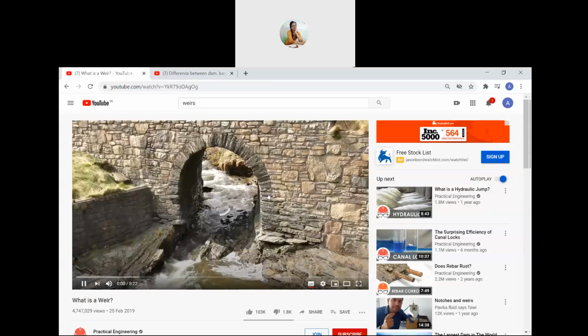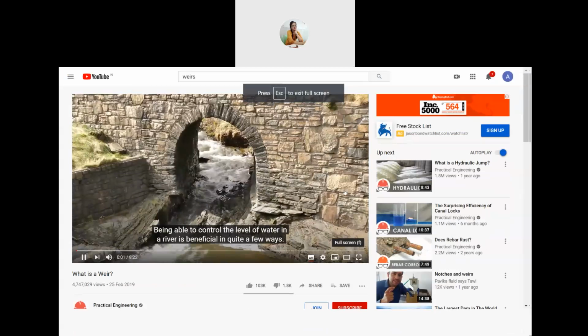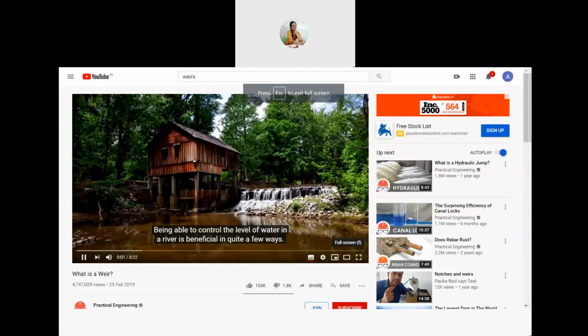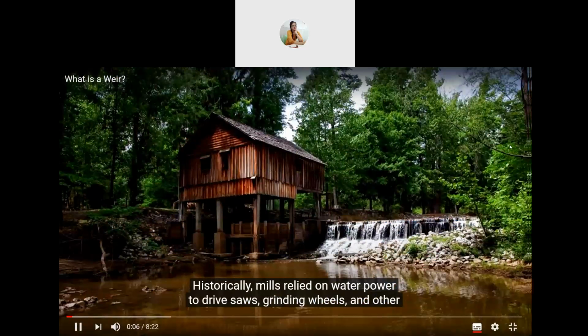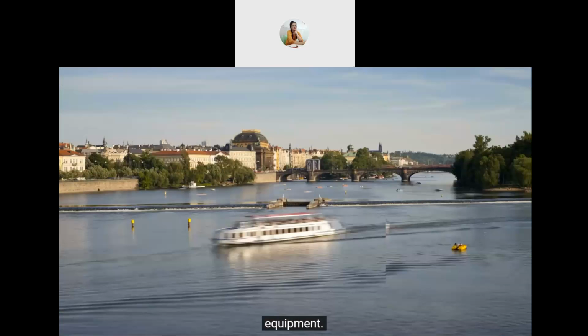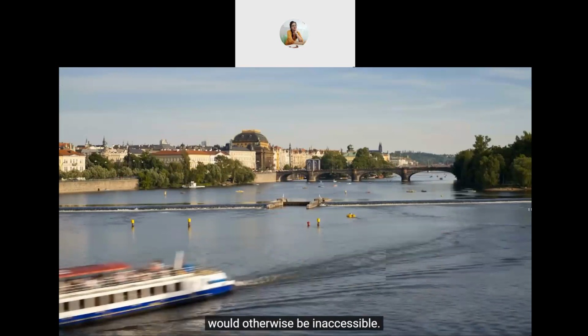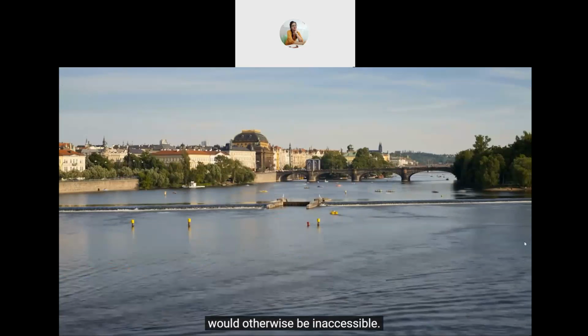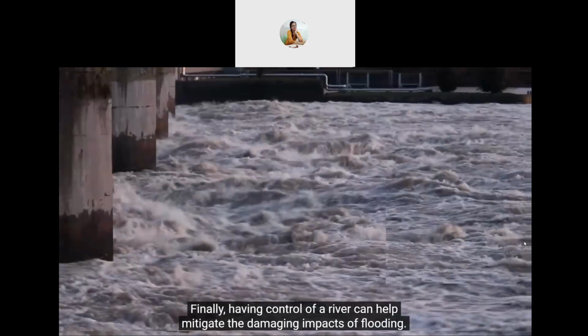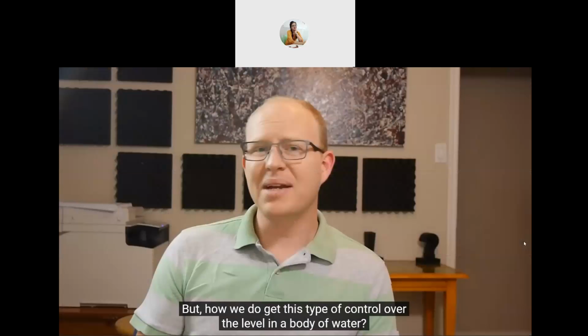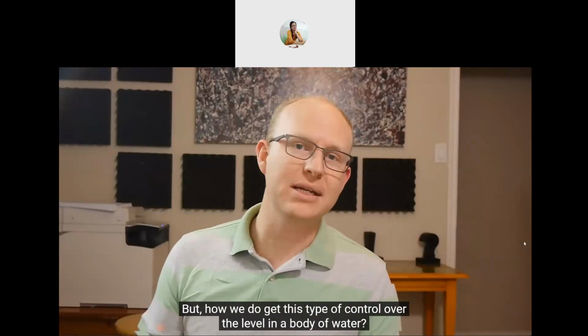Being able to control the level of water in a river is beneficial in quite a few ways. Historically, mills relied on water power to drive saws, grinding wheels, and other equipment. Raising the water level in a river can also allow boats and ships to navigate areas that would otherwise be inaccessible. Finally, having control of a river can help mitigate the damaging impacts of flooding. But how do we get this type of control over the level in a body of water?